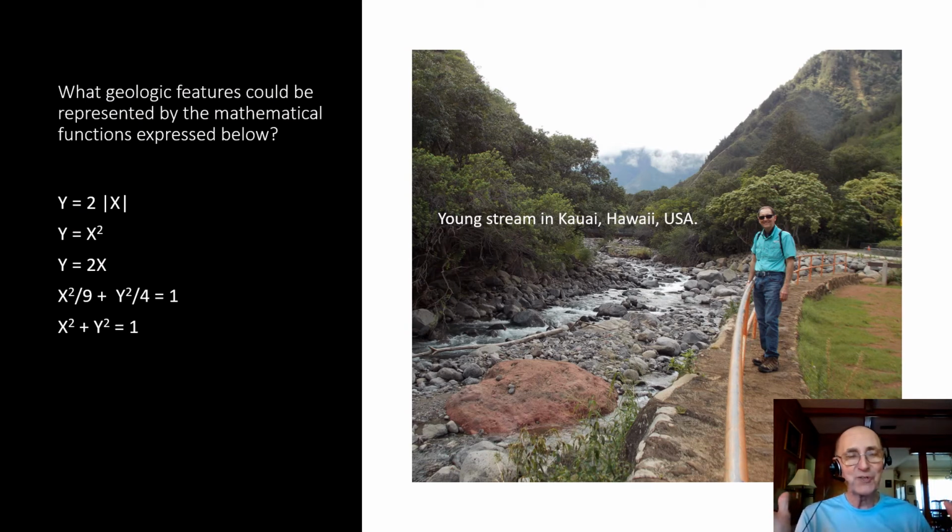Here's an interesting question. What geological features could be represented by the mathematical functions that I'm giving you here? Y is equal to 2 times the absolute value of x. Y is equal to x squared. Y is equal to 2x. X squared over 9 plus y squared over 4 equals 1. And x squared plus y squared is equal to 1.